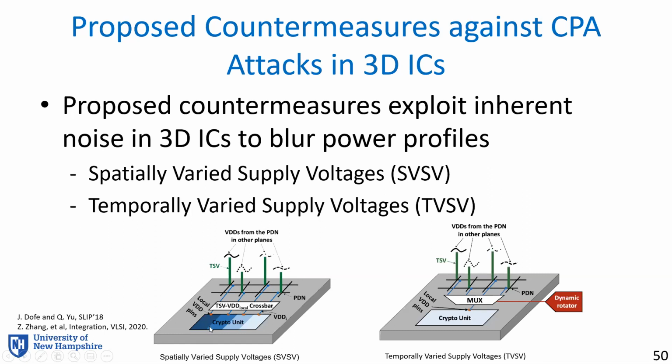We can either divide the crypto module into sub-modules, using the different supply voltages available in the 3D system to drive some modules separately. Or we take those supply voltages from different locations of the 3D system and drive the crypto module as a whole in a dynamic rotation fashion, so that the crypto module will be driven by a different voltage at different times.